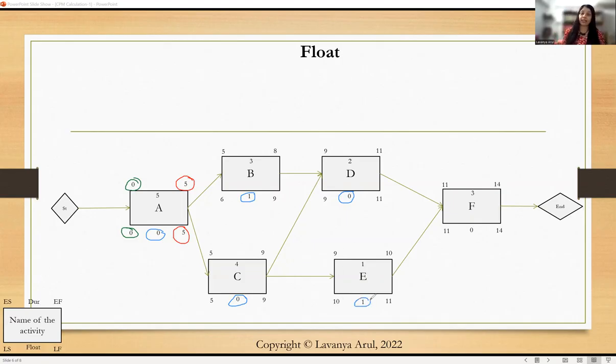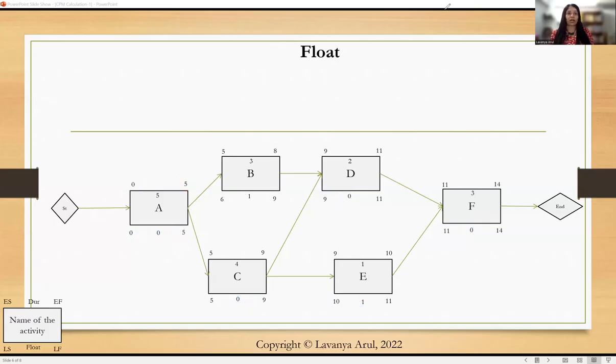Imagine you're not getting the same value, which means your calculation is wrong somewhere. Validate your early start, early finish, and late start, late finish calculations. If your calculations are right, you will end up with the same value here. Similarly, here also we are getting 0. This is what we call a float. So float is for every single activity that we are talking about. So A has 0 float, B has a 1-day float, D 0 float, C 0 float, E 1 day of float, F is 0 float.